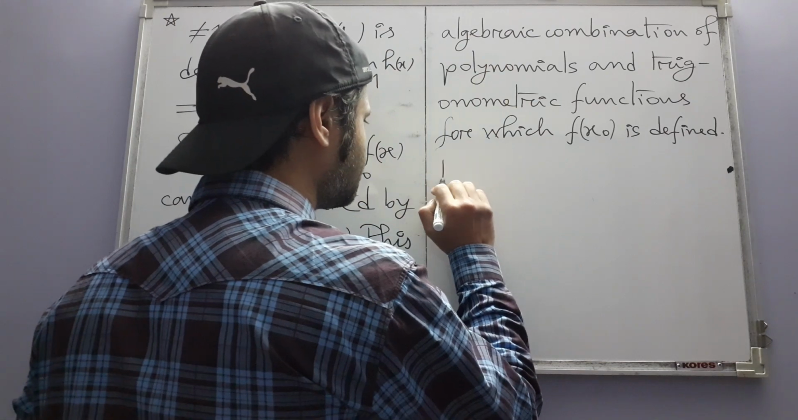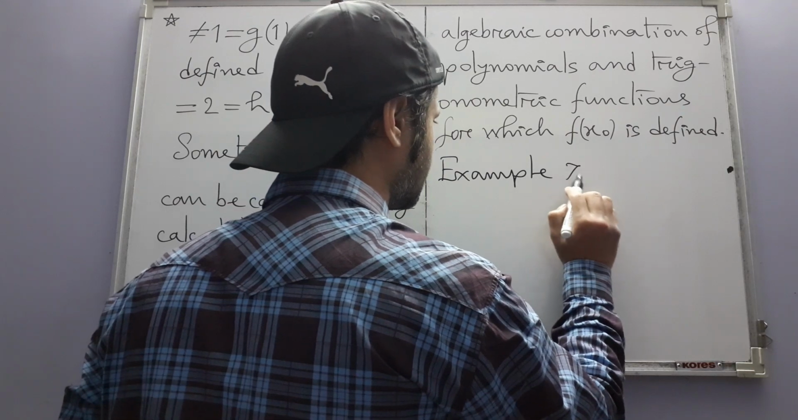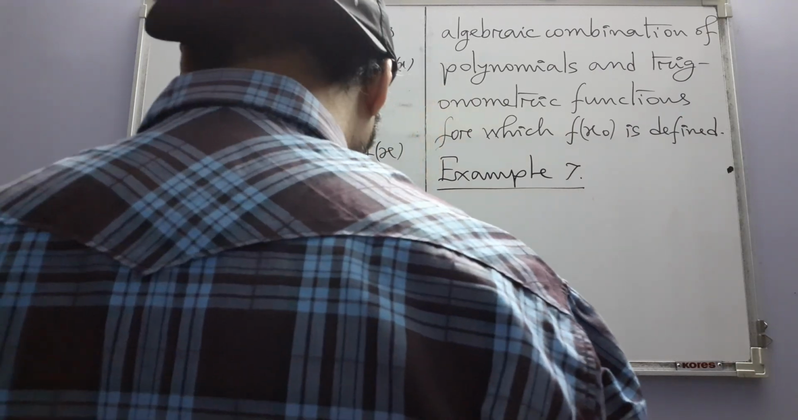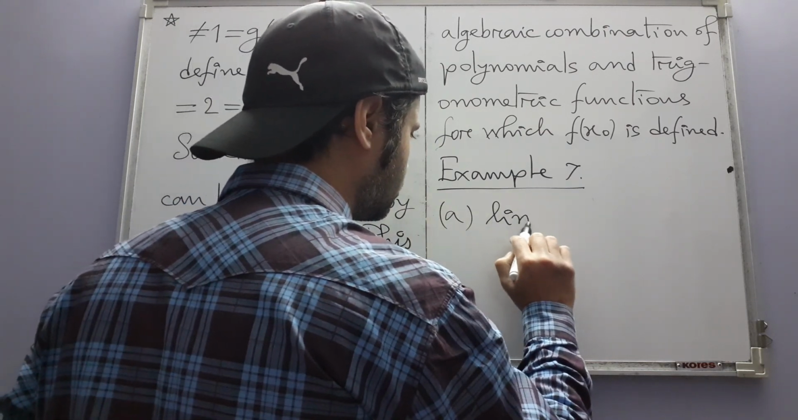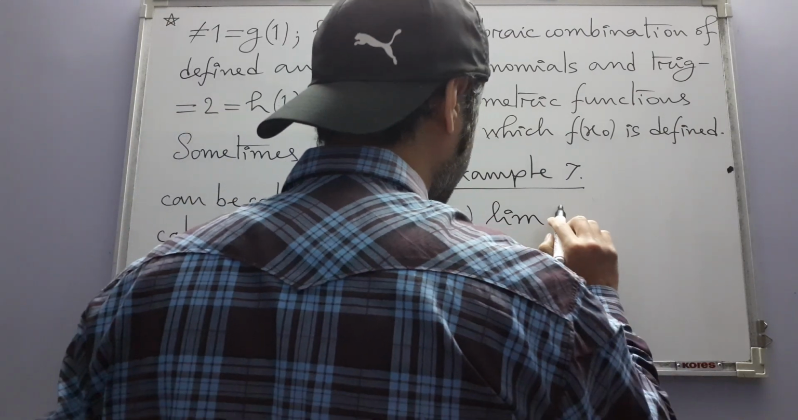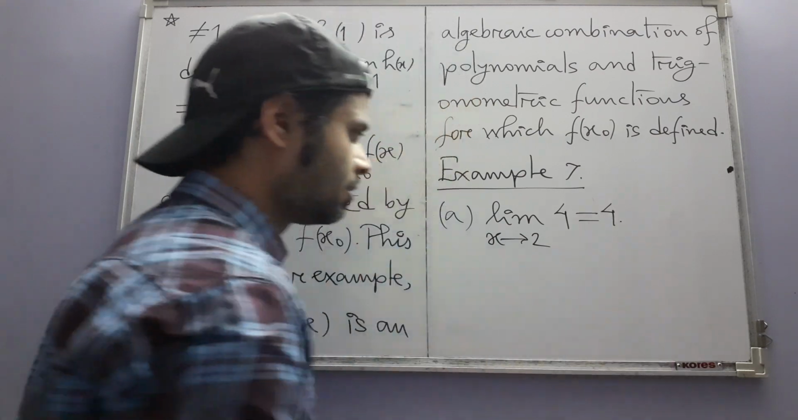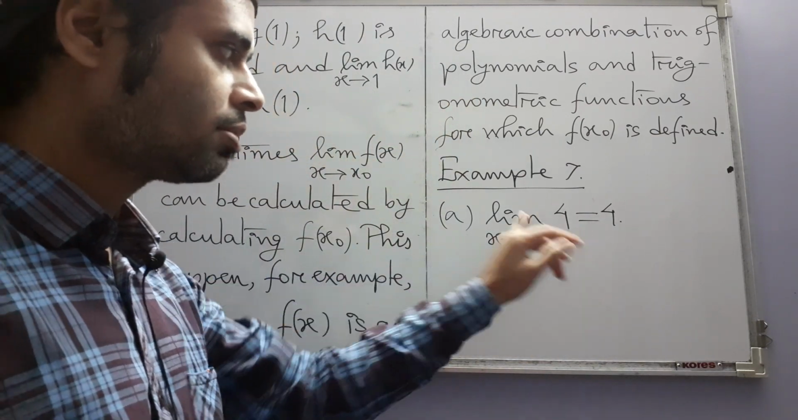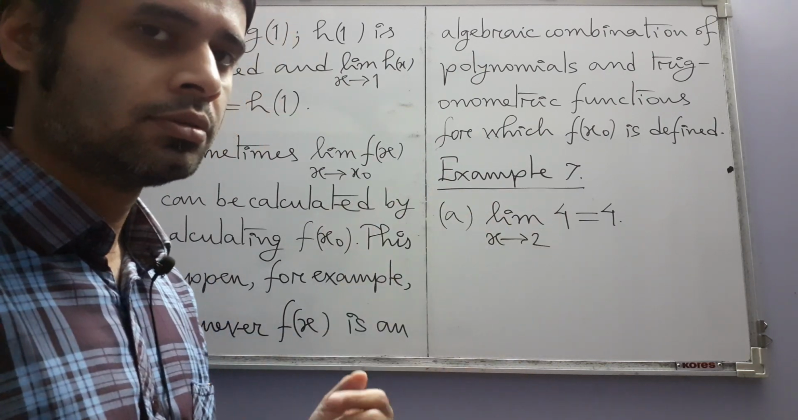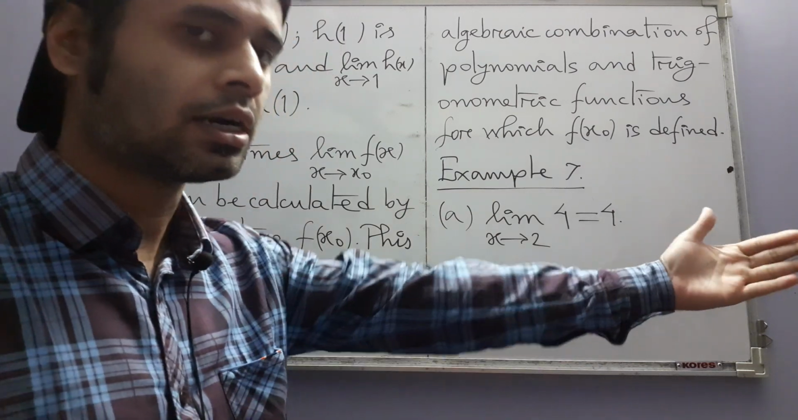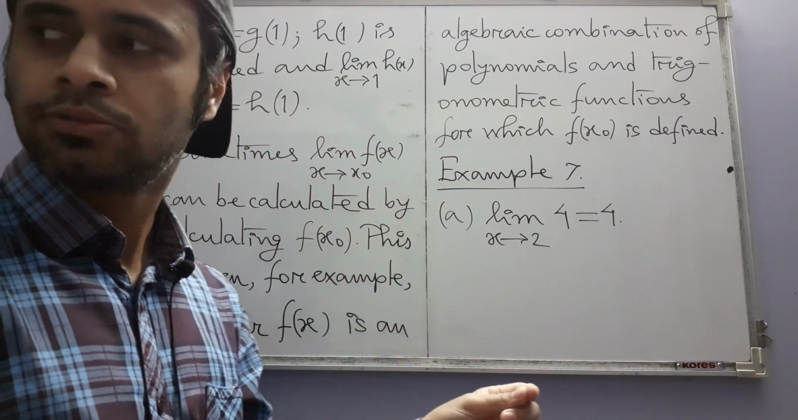And the next example shows just this, where several limits are written. For example, the first one is this: limit of 4 as x tends to 2 is 4. The 4 that you are seeing here is not just the real number 4, but rather the constant function 4, which is the function whose domain is the entire set of real numbers, and at every real number the value is 4.